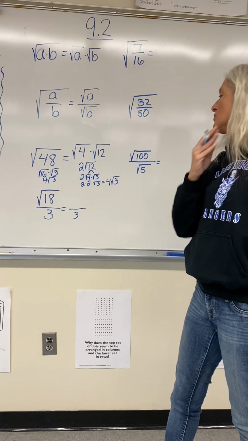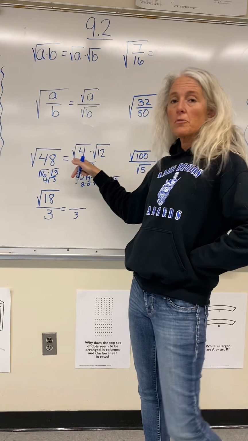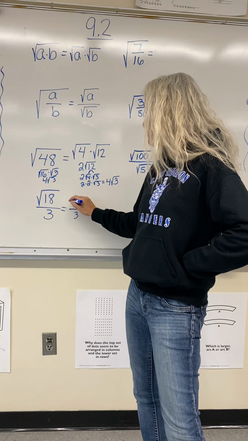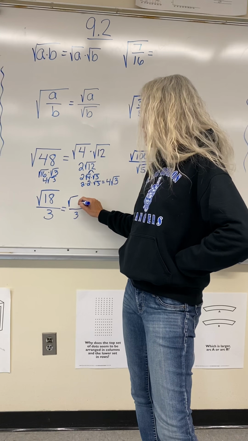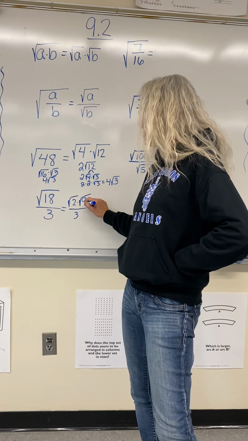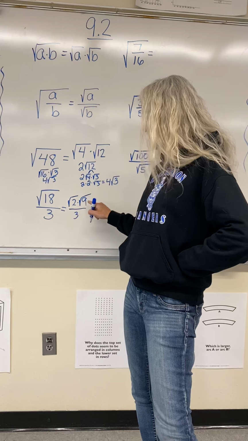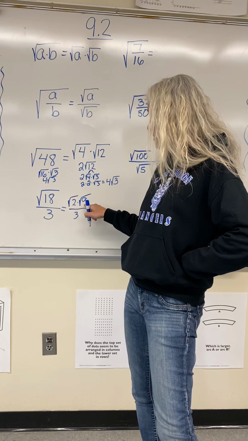It's a 3. The square root of 18, let's do the same process we just did here with the 48. So the square root of 18, let's call that the square root of, let's go 2 times 9. Now in this case, 2 doesn't have a whole number square root, 9 does.